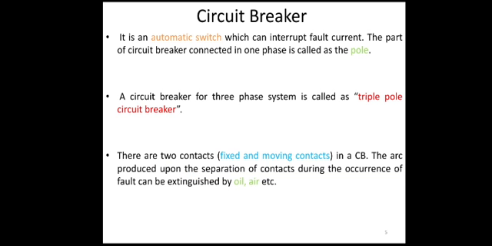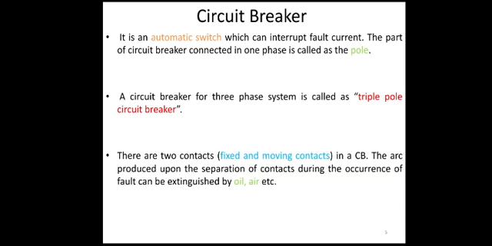Now, circuit breaker. What do you mean by circuit breaker? It is an automatic switch which can interrupt a fault current. It is also known as an AC isolator, which is used to isolate the faulty element of a power system upon the occurrence of fault. The part of a circuit breaker connected in one phase is called as a pole. So, a circuit breaker used for the protection of a three-phase system is called a triple pole circuit breaker.